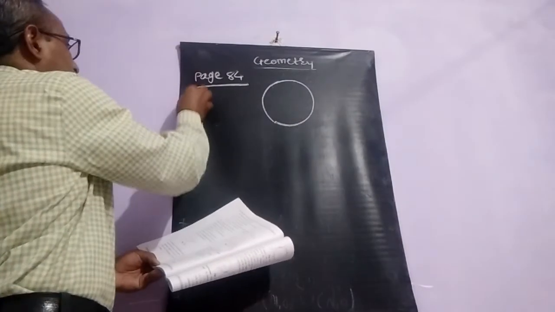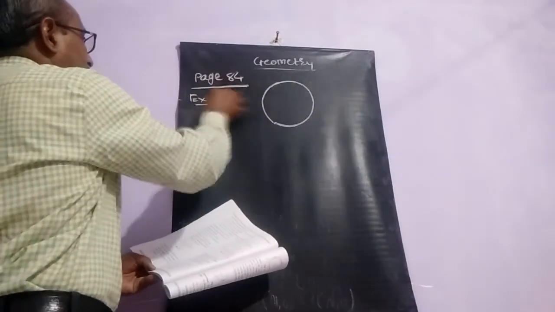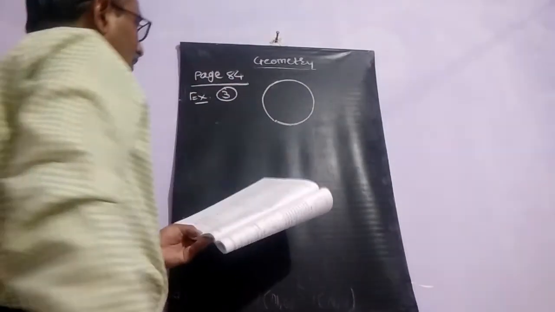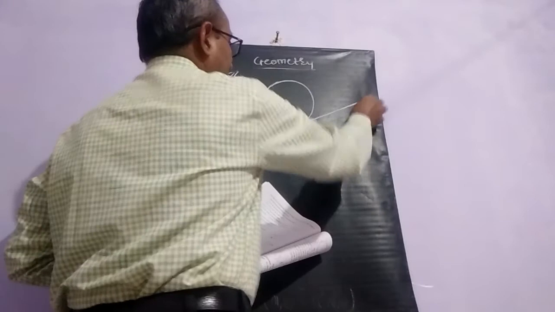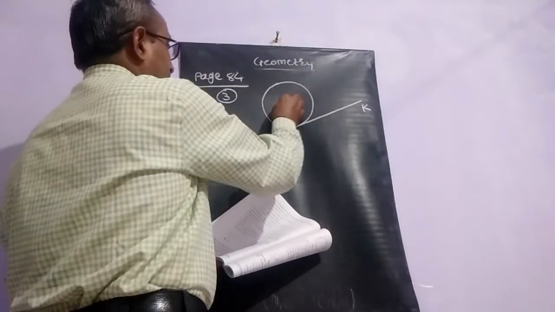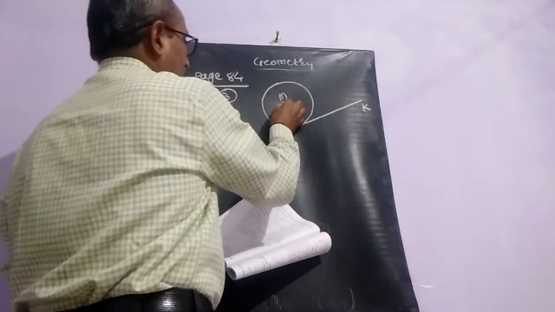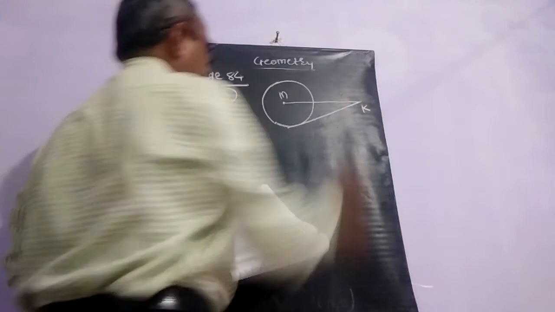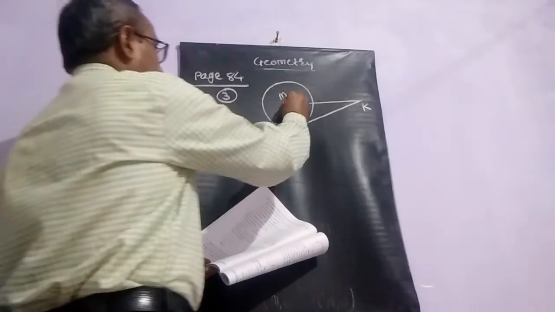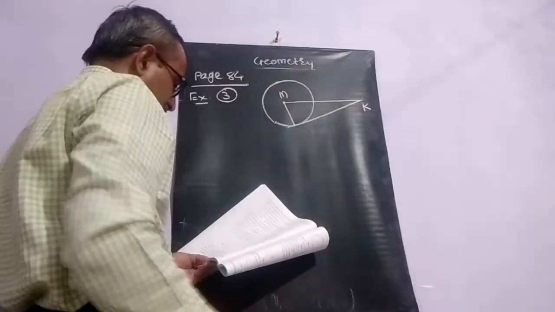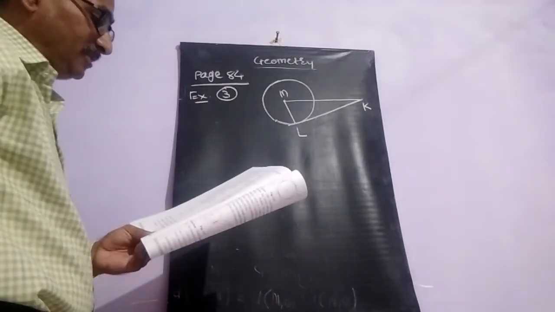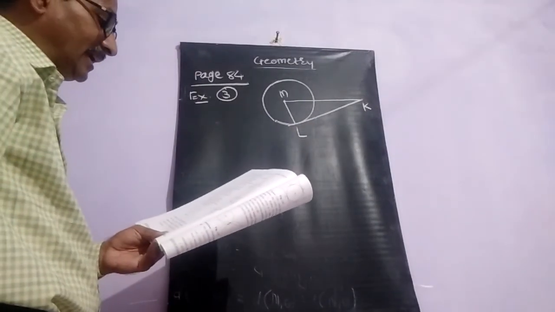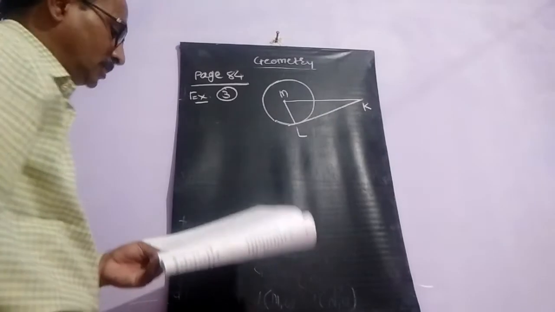Example number 3. Figure is given. This is a tangent segment. This is a point K here. M is the center of the circle. We can join this, and this is also joining here. This is a point L. Here M is the center of the circle and segment KL is a tangent segment.